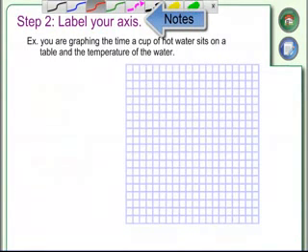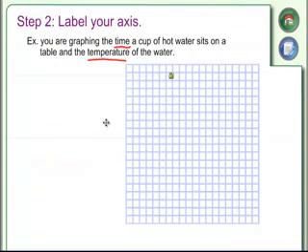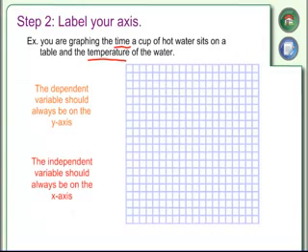Step 2, label your axis. Okay, so here's an example. You're graphing the time a cup of hot water sits on a table and the temperature of the water. So we've got two things. We've got time and temperature. So we need to label our x and y axes. The dependent variable should be on the y-axis and the independent variable should be on the x-axis.